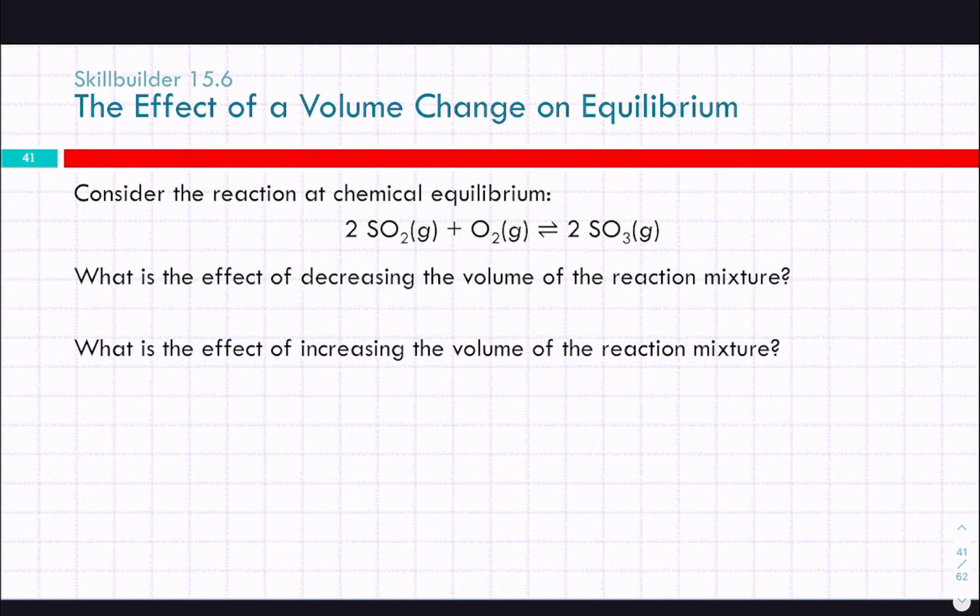Okay, so for this system, we have sulfur dioxide and oxygen reacting to form sulfur trioxide. So if we decrease the volume of this reaction mixture, what does that do to the pressure? Yeah, decreasing volume increases pressure. So if we are increasing the pressure, which side, products or reactants, has fewer moles of gas?